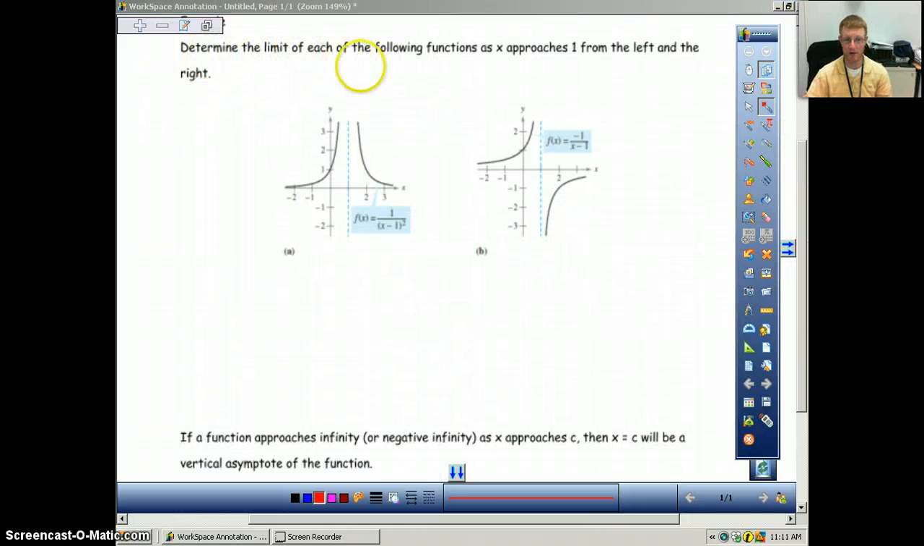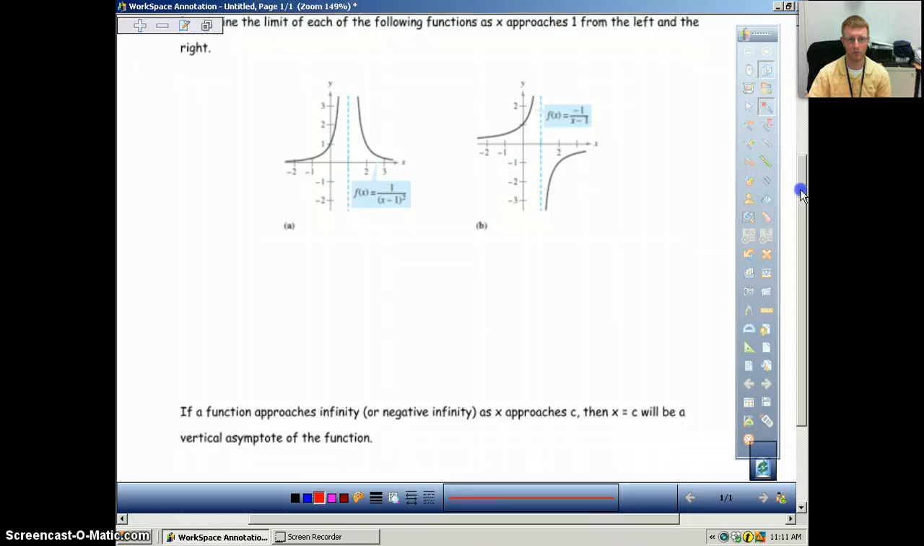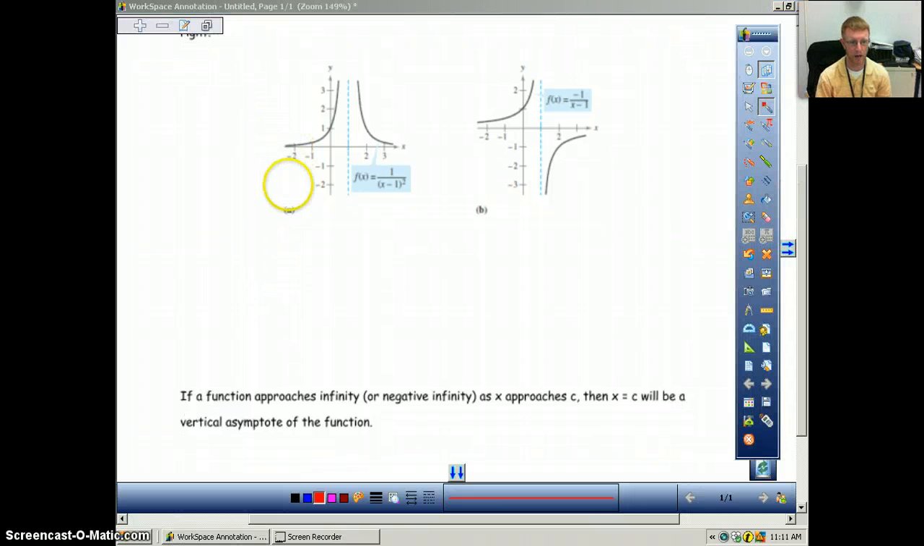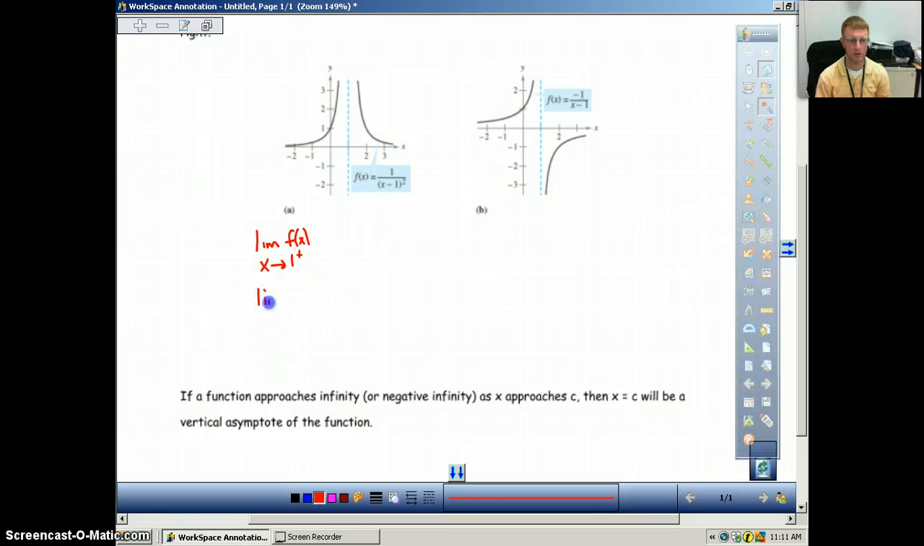Determine the limit of each of the following functions as x approaches 1 from the left and the right. So what I'm going to do is I'm just going to simply write these out. I want the limit of f of x as x approaches 1, and I want from the right, that's where we put the plus sign, and I also want the limit of f of x as x approaches 1 from the left, which is the negative. And all we have to do is look and see what's happening.